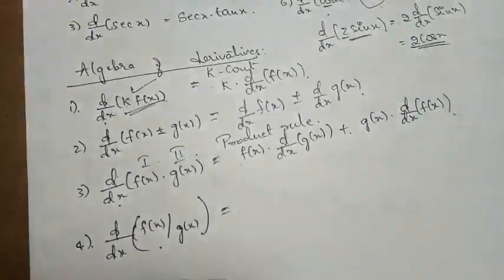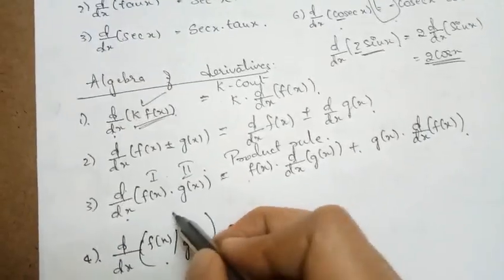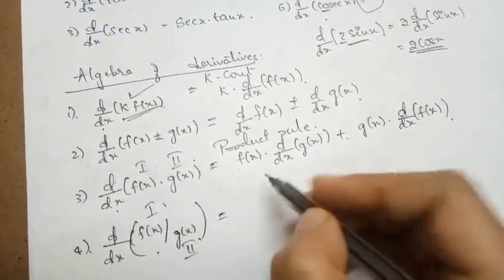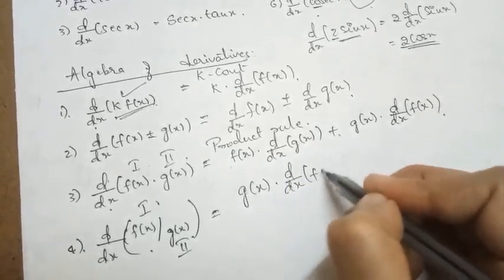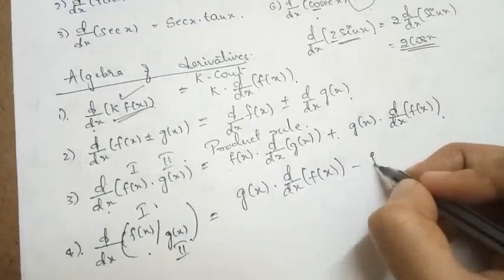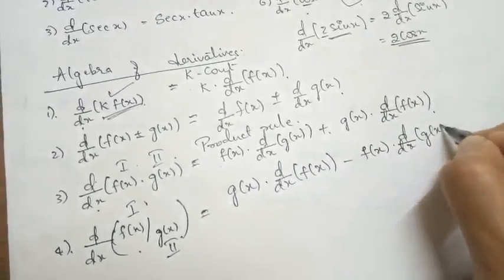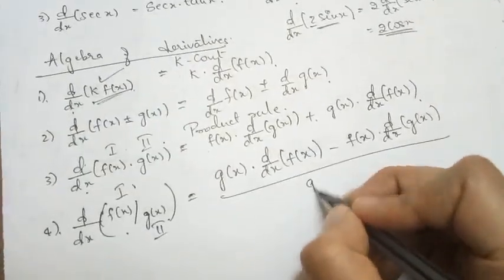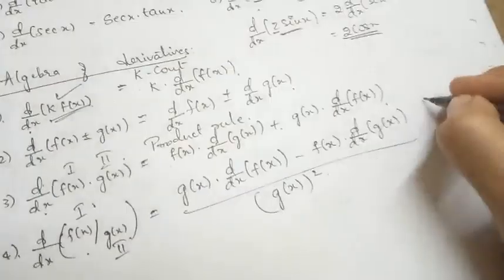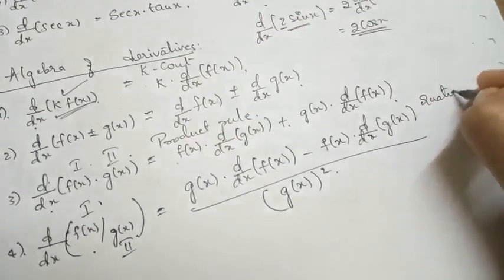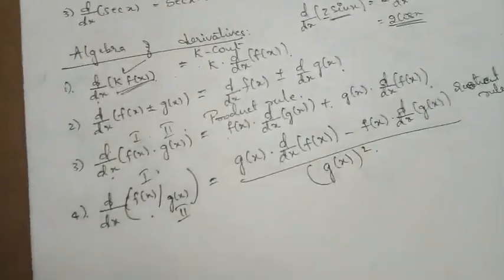Similarly, when it is a quotient, how will it be? If this one is the first function and this one is the second function, then it is second function into the differentiation of the first function, minus first function into the differentiation of the second function, divided by second function whole squared. We call this the quotient rule, right? This is nothing but the quotient rule.